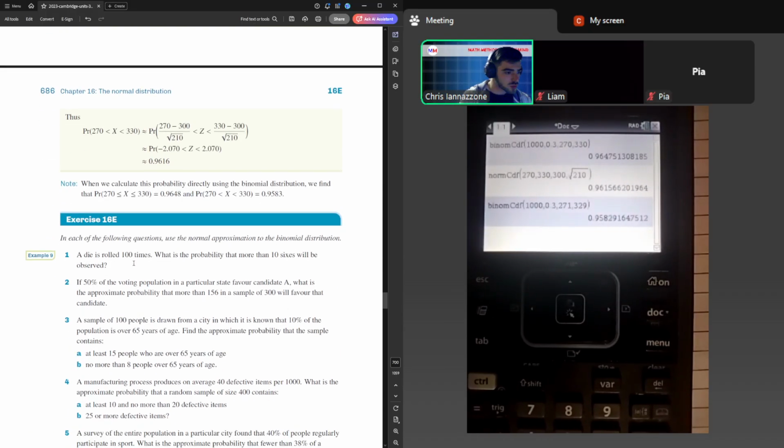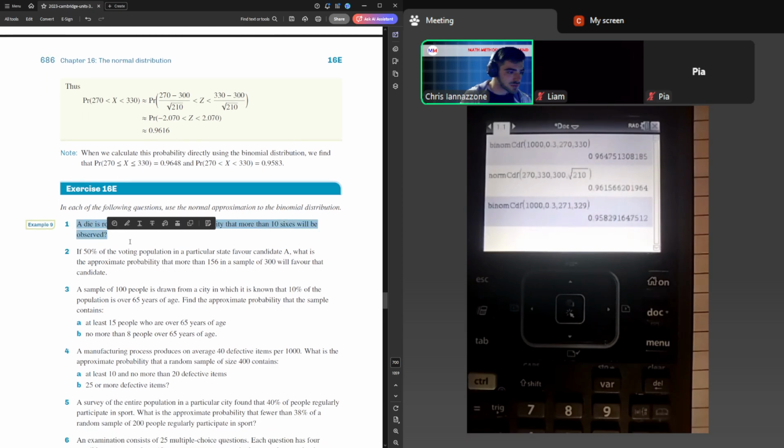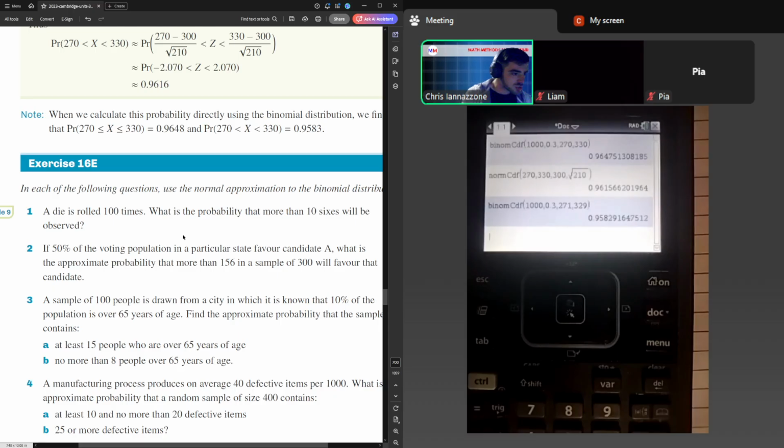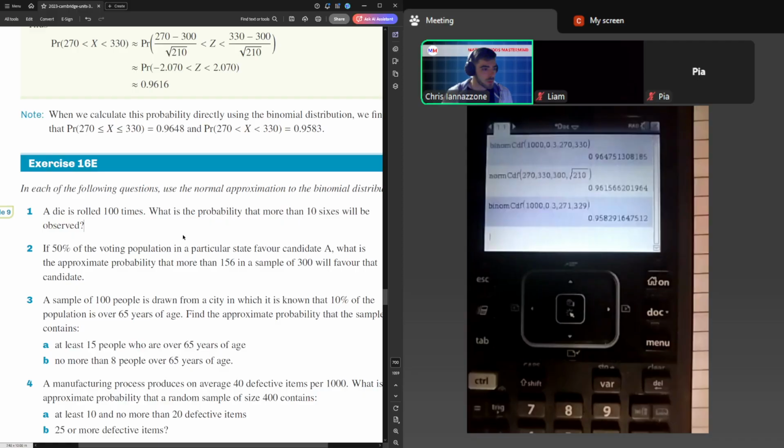Where it gets a little bit more interesting is doing stuff like question 1. So we're told a die is rolled 100 times. What's the probability that there will be more than 10 sixes observed? Given that we're using the normal approximation to this, we need to figure out the mean and standard deviation of this scenario. So, mean in this case, NP, right? We're going to have N being 100, and then P is just going to be the probability of a 6, which on a 6-sided die is going to be a 1 out of 6 chance.